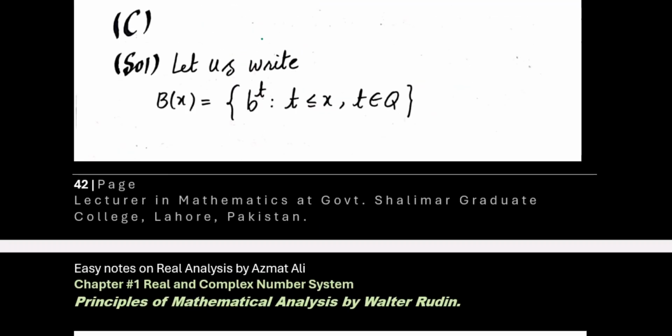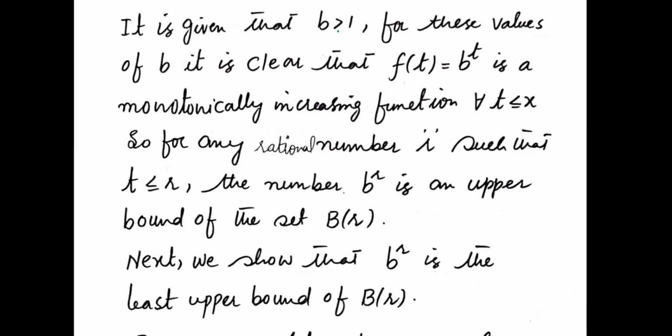Let us write the set B of x is equal to b raised to power t, where t is a rational number and it is given that this rational number is less than or equal to some real number x. It is given that b is greater than 1. This is given at the start of the question. Our b is fixed and it is greater than 1. For these values of b, it is clear that the function f of t equal to b raised to power t is a monotonically increasing function.